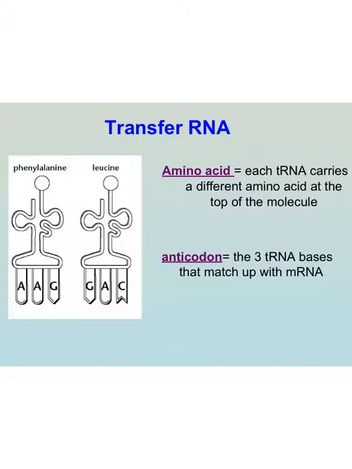Alright, so transfer RNA, or tRNA. First of all, if we remember from the last slide, their job is to carry amino acids. So we see a tRNA right there carrying the amino acid called leucine, a specific type of amino acid. And this other tRNA is over here carrying a different type of amino acid called phenylalanine. So that's the amino acid right there on top. So tRNAs carry the building blocks of proteins to the ribosomes.